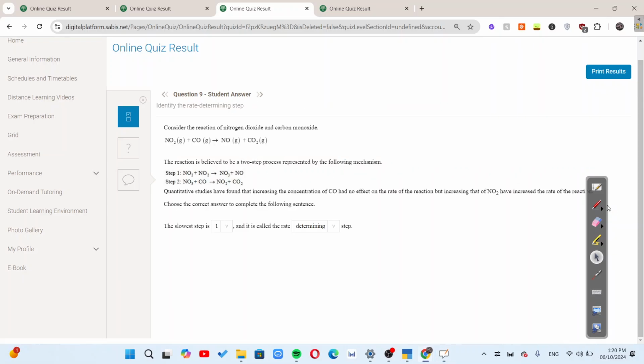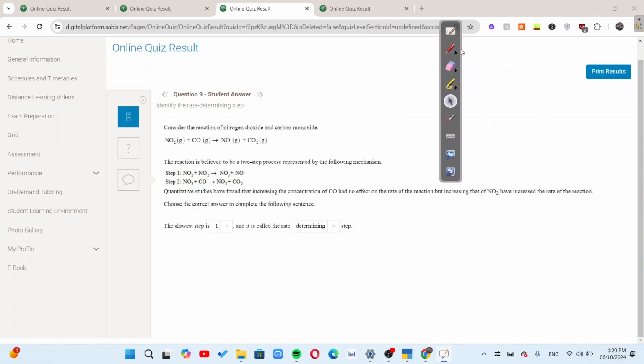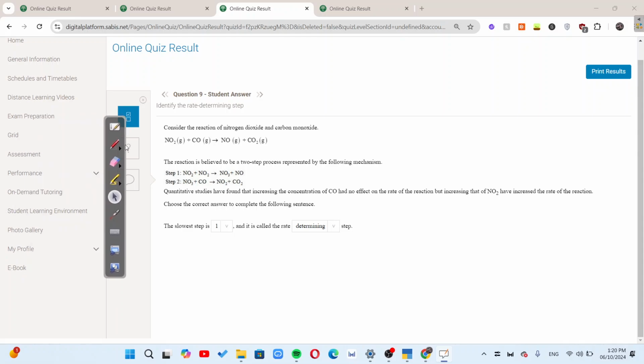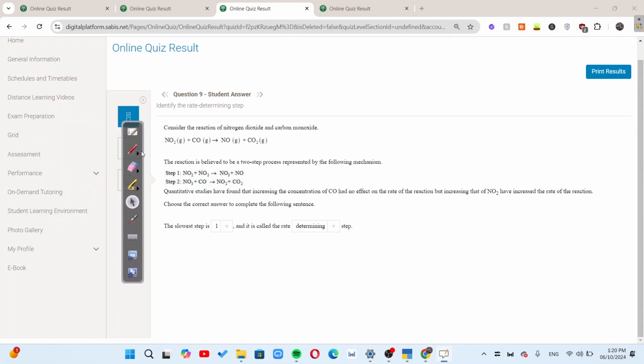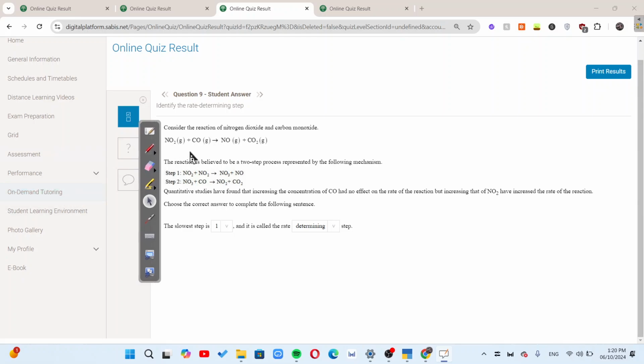Okay, so for this question, it was a bit confusing for some people, but I figured it out and it's not that hard to solve, actually. We need to look at our equations, all the equations given, and we need to read the question really well. Quantitative studies have found that CO has no effect on the rate, but increasing NO2 increases the rate. So this has an effect.